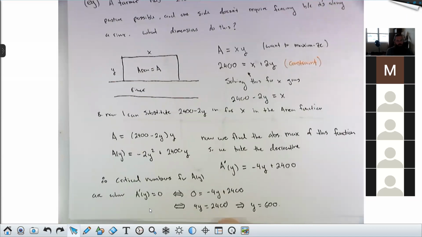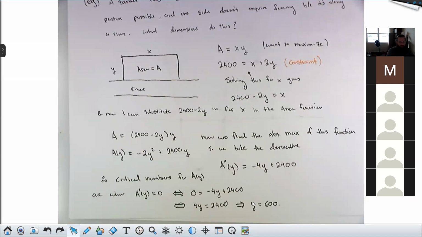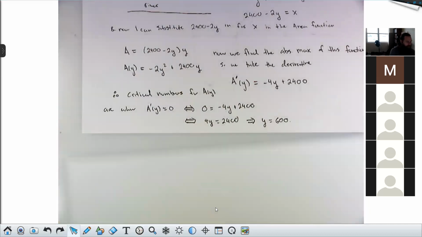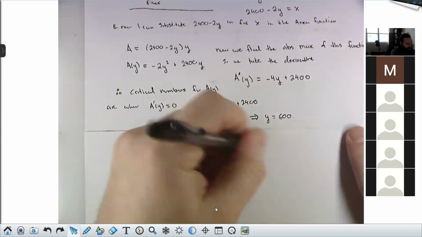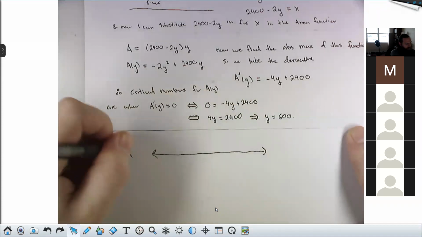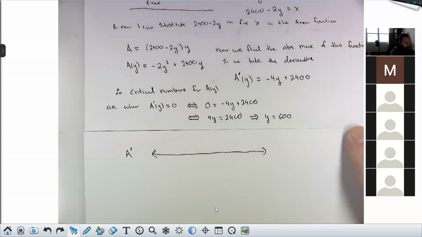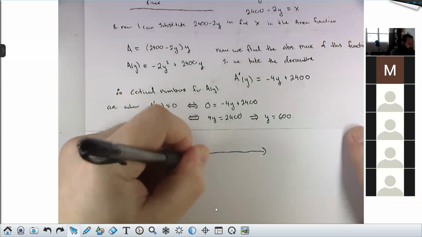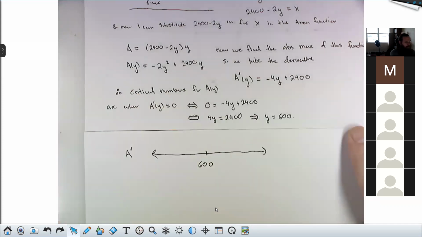And in theory, we're done now, because I've found the y value that makes this derivative equal to 0. And so we're hoping that this y value is the absolute max for this function. But I need to check that. So I'm going to make my number line. This is the number line for the function A prime. I've only got one critical number, so I'll just put it right in the middle here.